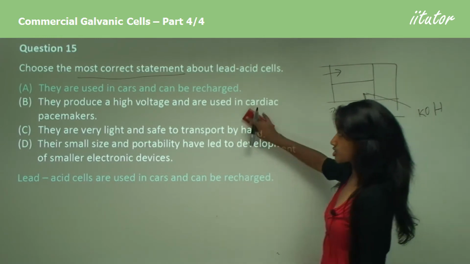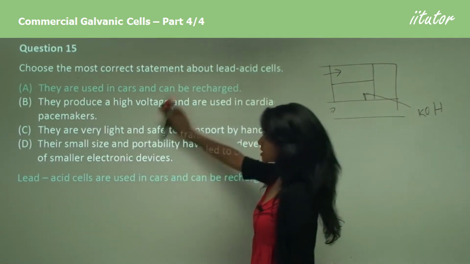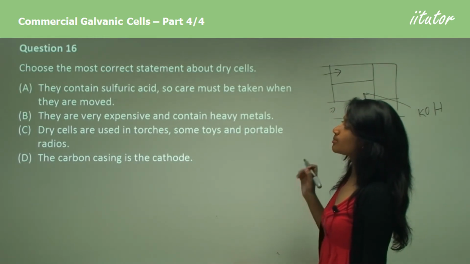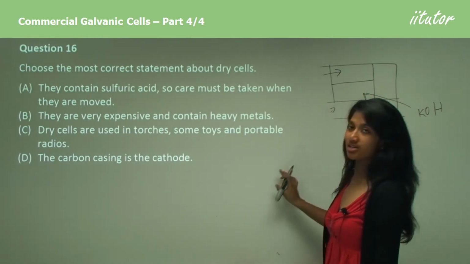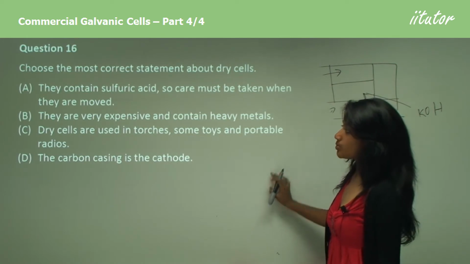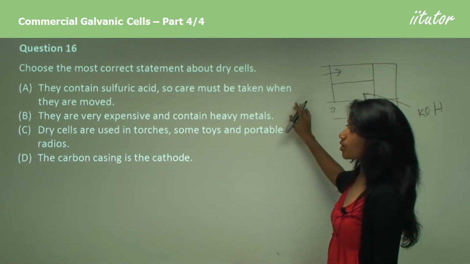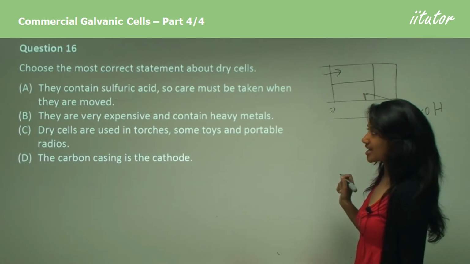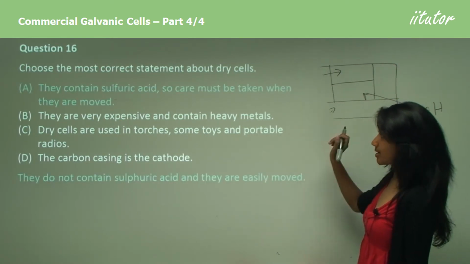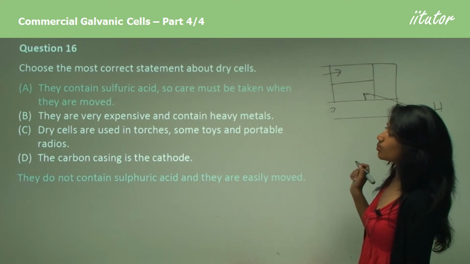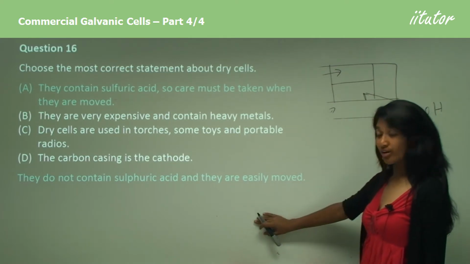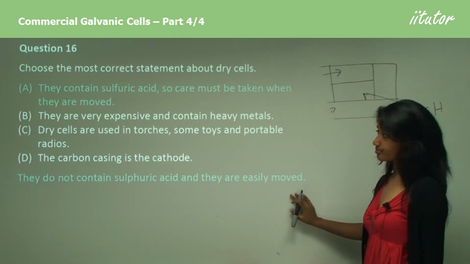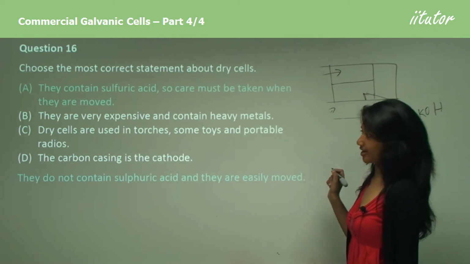Now let's look at question 16. Question 16 is also a multiple choice question. Choose the most correct statement about dry cells. We have 4 options here. We'll go one by one. Option A, they contain sulfuric acid, so care must be taken when they are moved. They do not contain sulfuric acid and they are easily moved. So option A is incorrect.